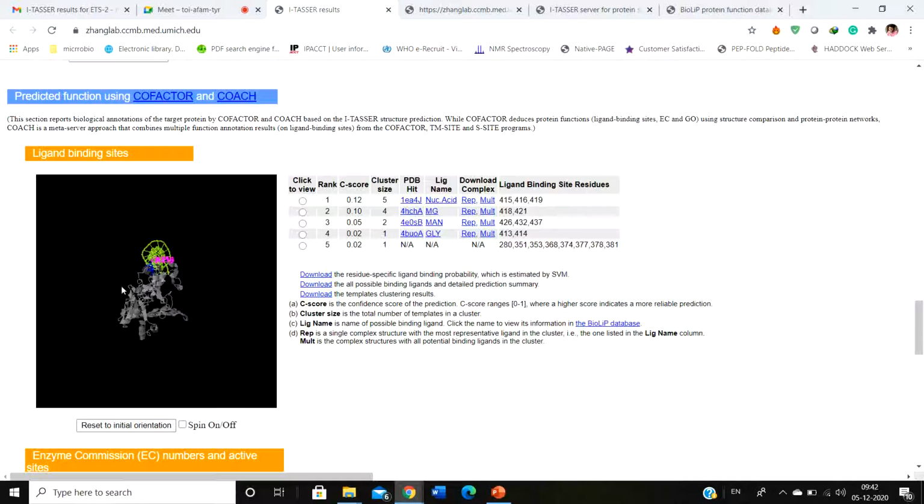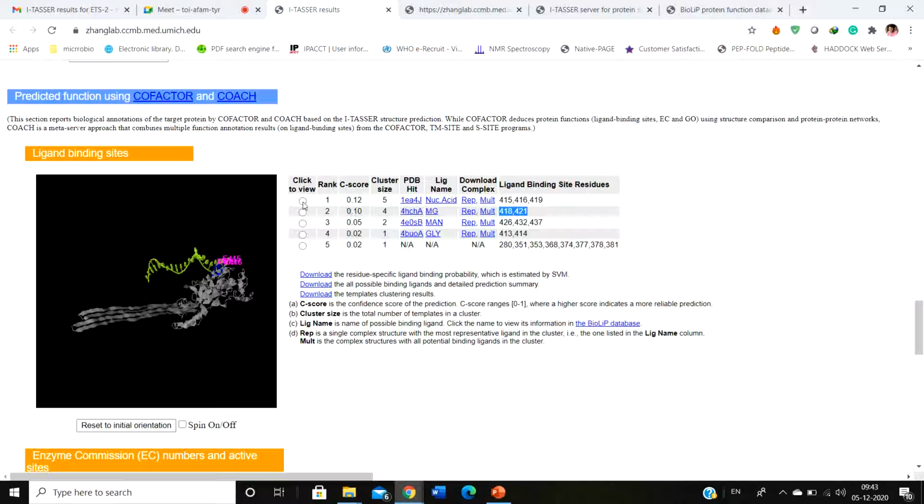What is your ligand binding site? Okay. Now, first of all, it has selected and utilized these residues. These are the hits that it has found. And suppose first it says that the ligand binding sites are the 415, 416, 419 amino acids. In the second rank, it says that only 418 and 421 are the ligand binding sites, and the fifth one says that all these are ligand binding sites.